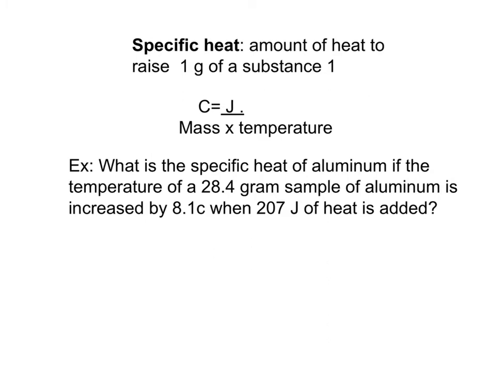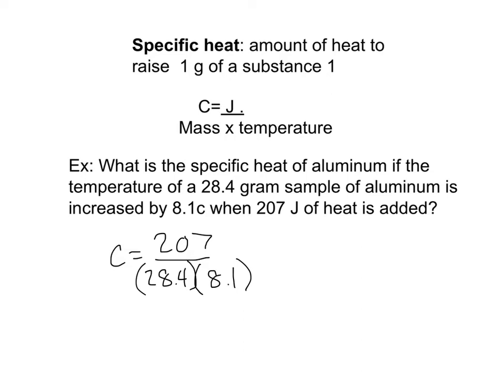In the example, what is the specific heat of aluminum if the temperature of a 28.4 gram sample of aluminum is increased by 8.1 degrees Celsius when 207 joules of heat is added? In this equation, you would write C equals 207, because 207 is the joules, over 28.4 times 8.1, because 28.4 is the grams and 8.1 is the temperature.